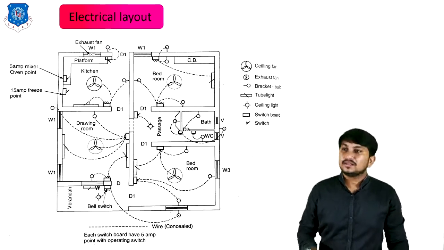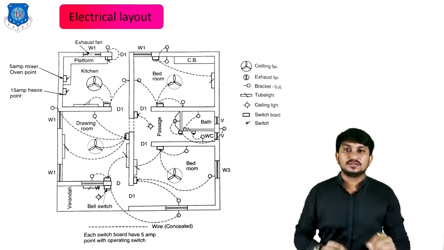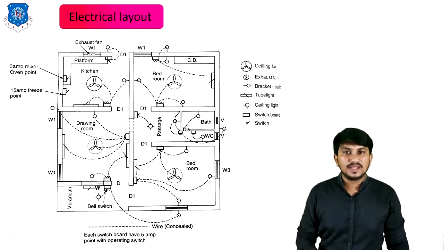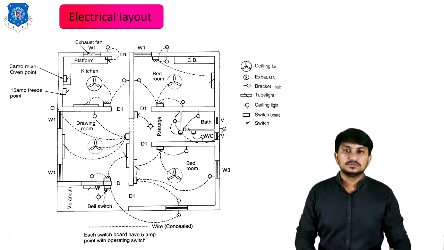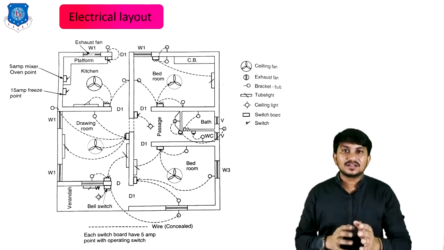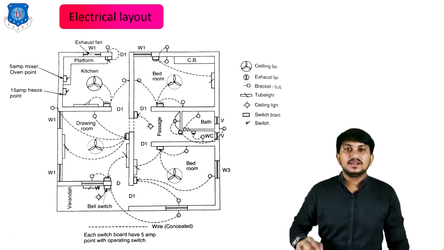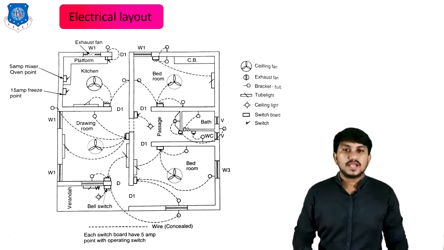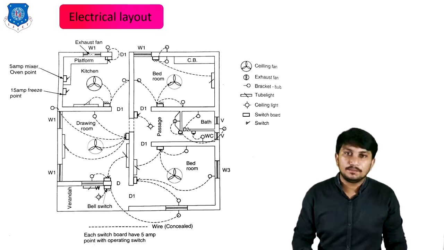Then all these appliances and connections are connected to one switchboard. Each room has a switchboard, exactly near the entrance of the room, like near the door. You can clearly see the switchboards are near the door, so the user can enter and switch on the lights as fast as possible. The number of switch signs is also shown in this layout. So this is the electrical layout of a 2 BHK residential building.